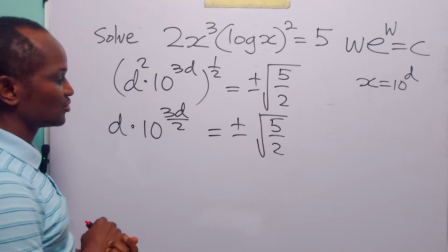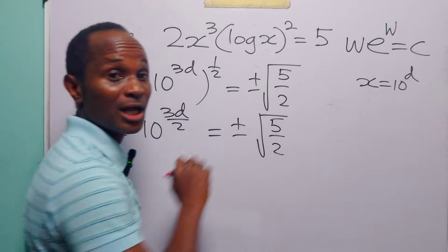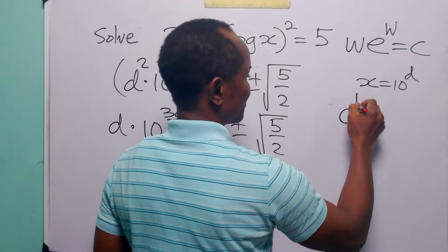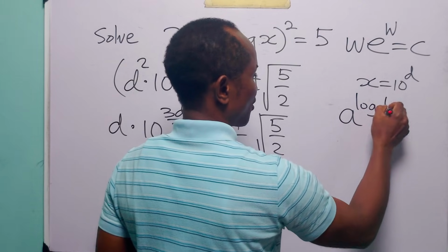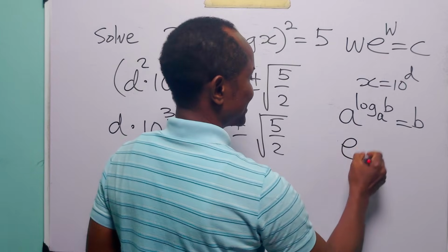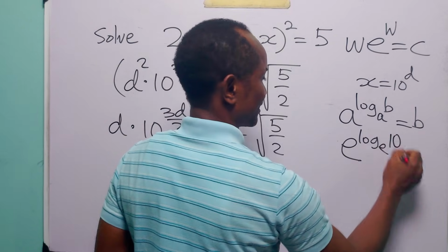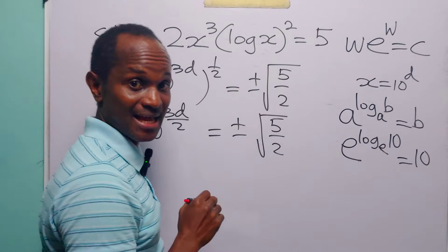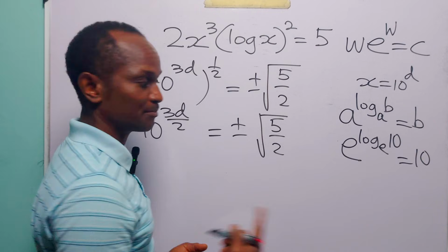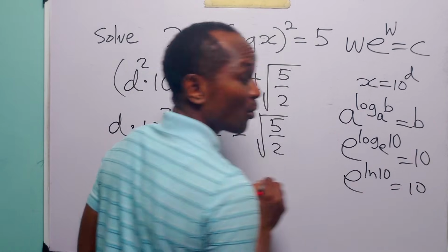Now, the next thing we are going to do is that we will write 10 in terms of the Euler number. From our laws of logarithm, you know that a to the power log to base a of b is equal to b. So that means that e to the power log to base e of 10 must be equal to 10. And of course, you know that log to base e is the natural logarithm. That is ln 10. So this is equal to 10.